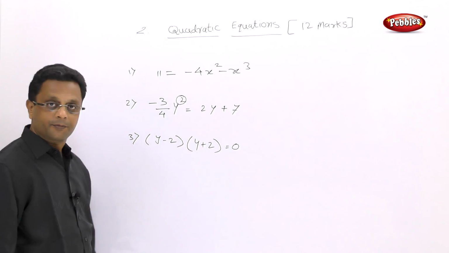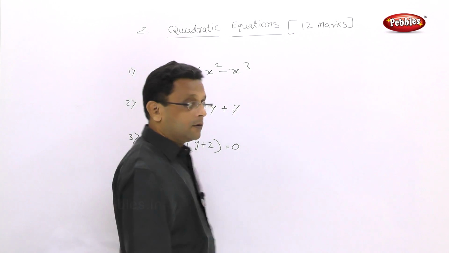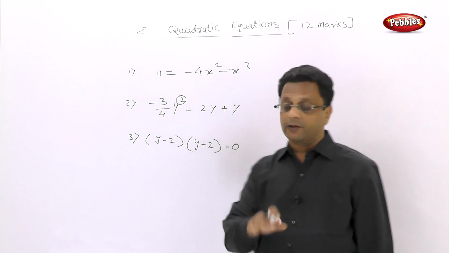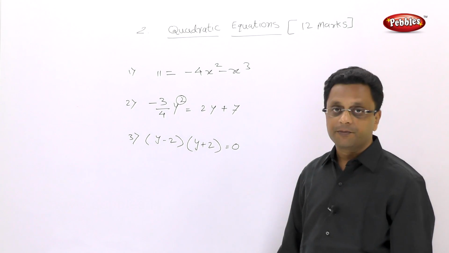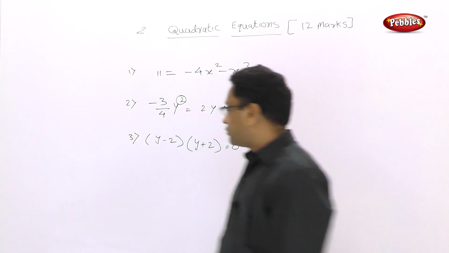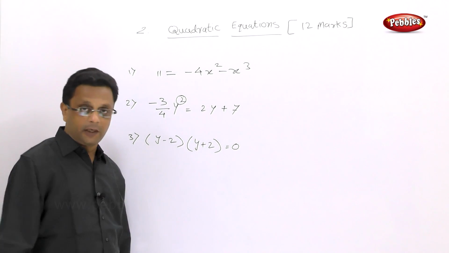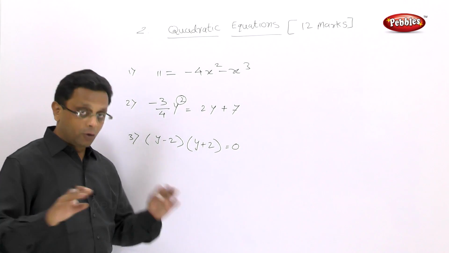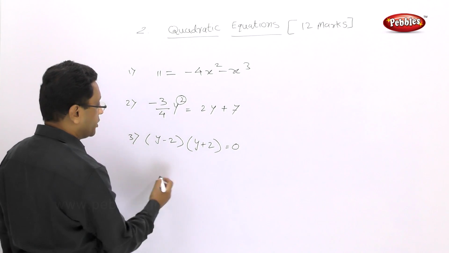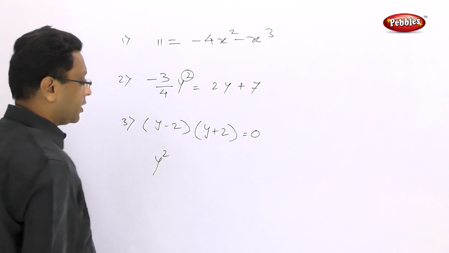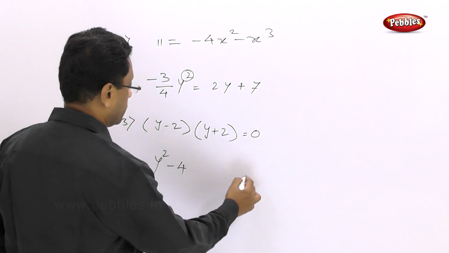Now what? The degree of y is 1. For the first instance, this does not look like a quadratic equation, right? But can you see these two brackets? You will have to solve this equation first, right? And I hope you know how to solve two brackets. So what is the solution? This will become y square minus 4 equal to 0.